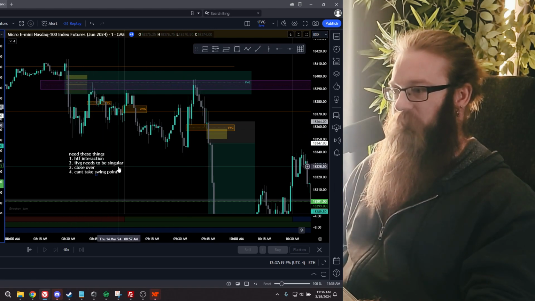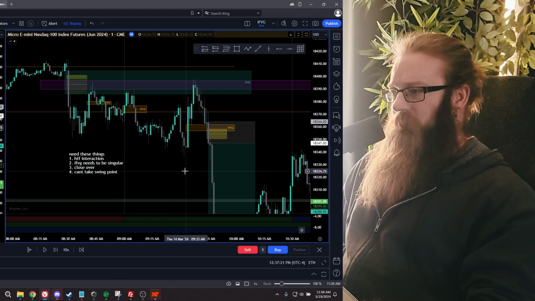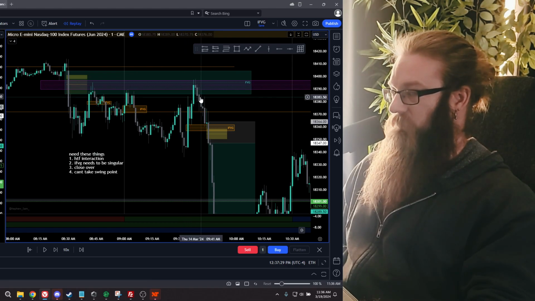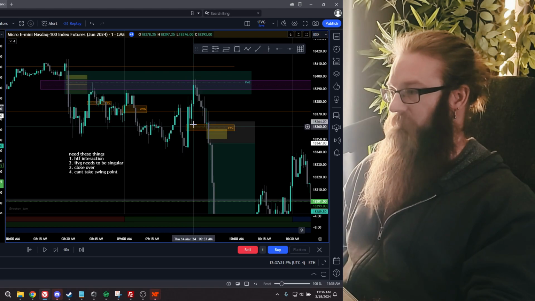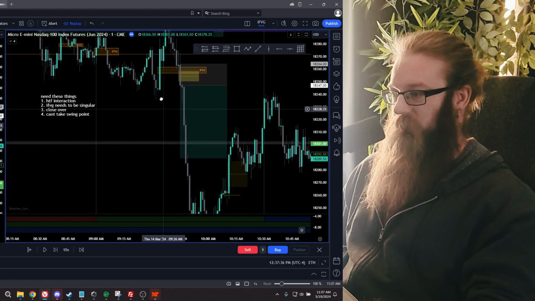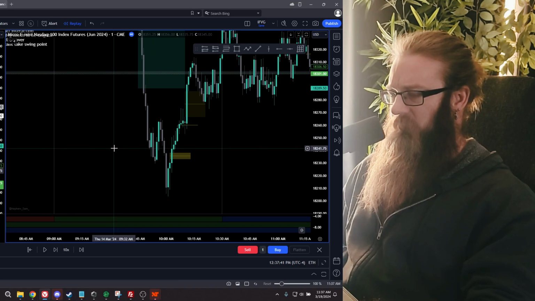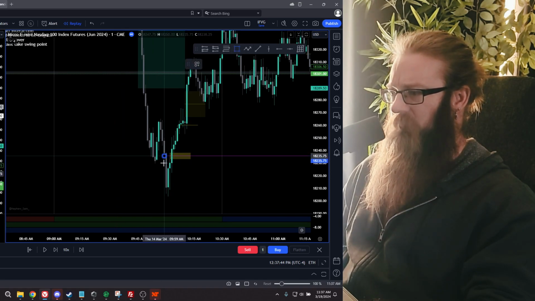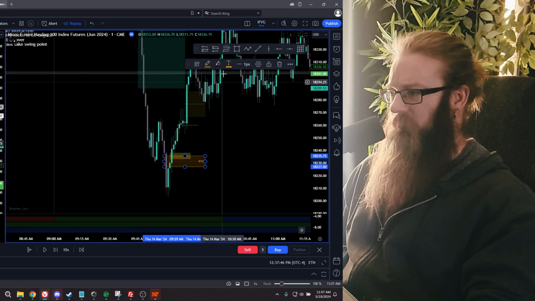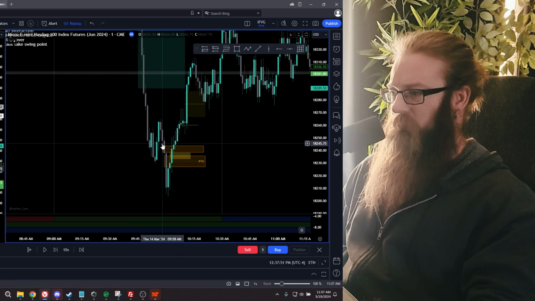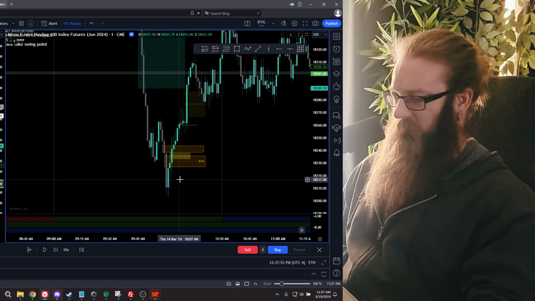And the IFVG needs to be singular. What that means is the leg that comes up, you can call this your manipulation leg, if you will, needs to only have one inverted fair value gap. You don't want two of them stacked next to each other. I don't know if I have an example of that here. Yeah, I kind of do. You see how there's one there and there's one right on top of it. Two of them. You don't want that.